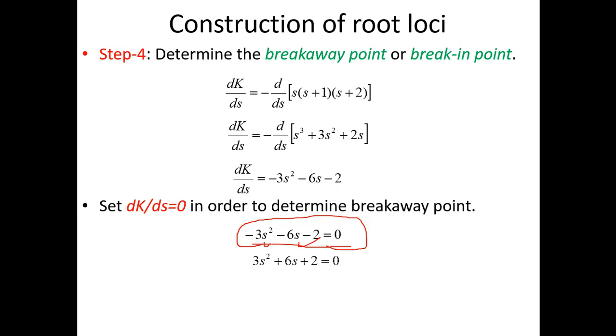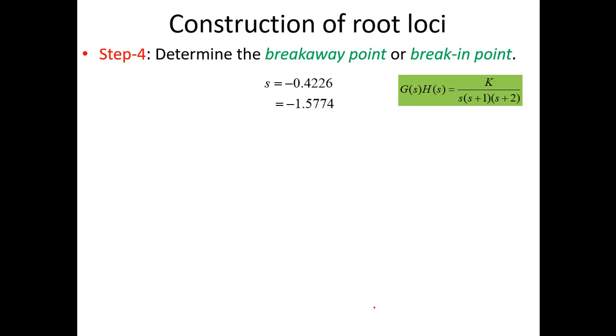If you solve this equation to find the value of s, you will get two values of s, because you know that this is a second order equation, and it means that there will be two roots for this equation. So the first one is minus 0.4, and the second one is minus 1.5. So it means that, what information do these points give?